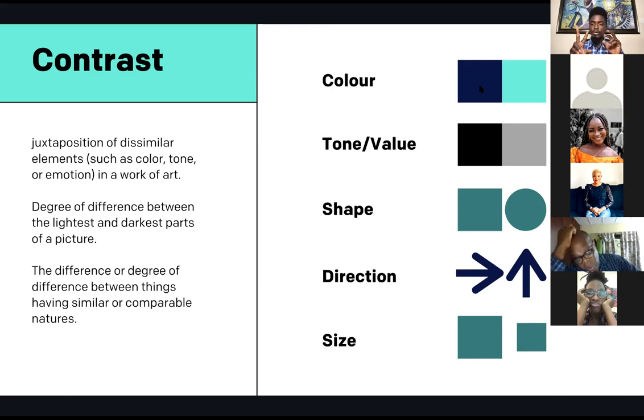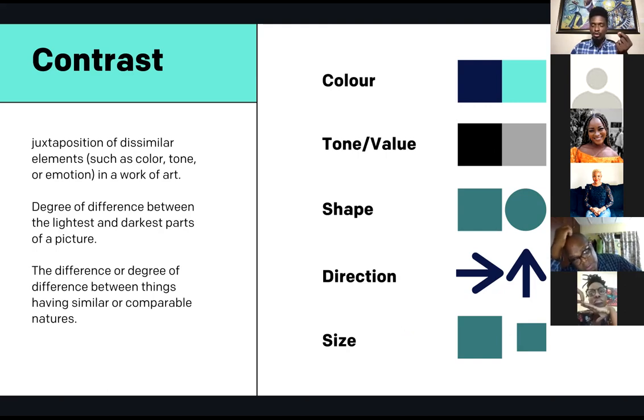There are 2 colors that are different from each other, all right? And you can see the degree of difference in the 2 different colors, okay? Now, you can create contrast with tone or value. How can you create contrast with tone or value?